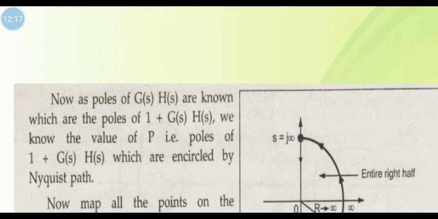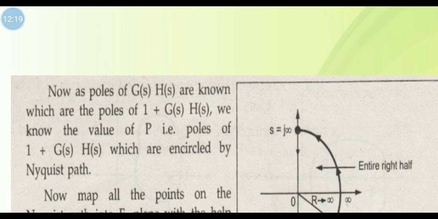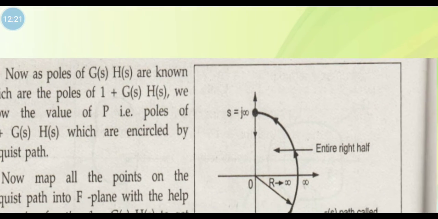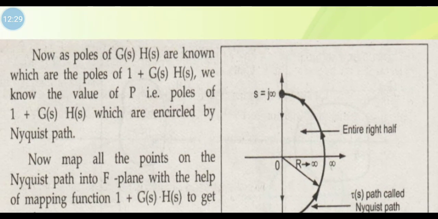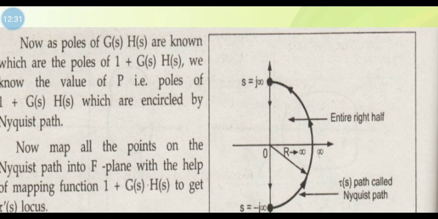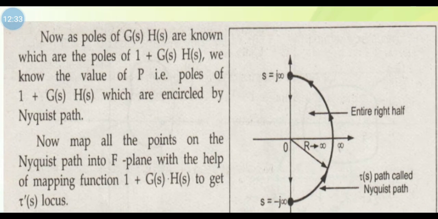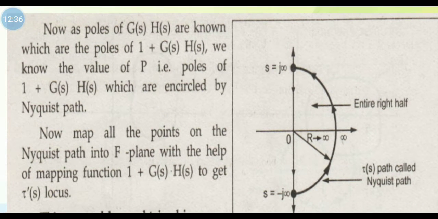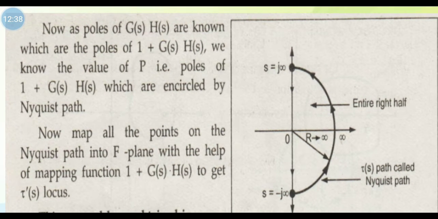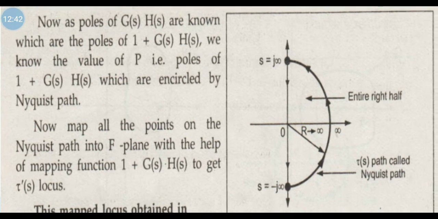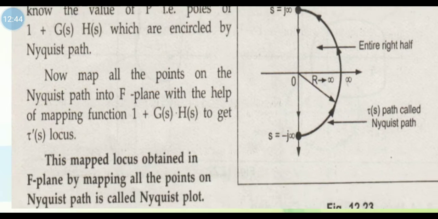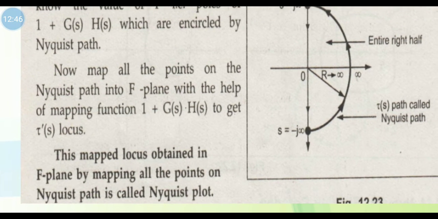Now, as the poles of G(s)H(s) are known, which are the poles of 1 plus G(s)H(s), we know the value of P, that is, the poles of 1 plus G(s)H(s) which are encircled by the Nyquist path.